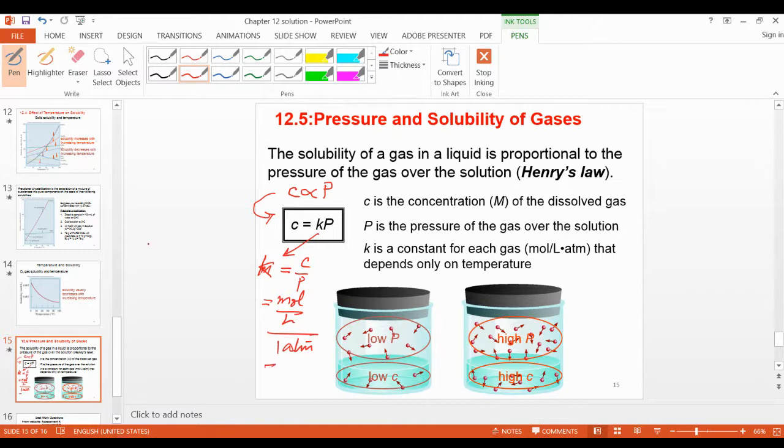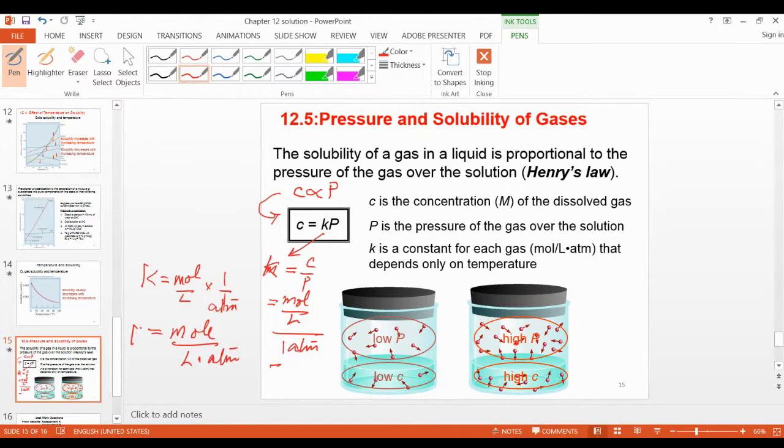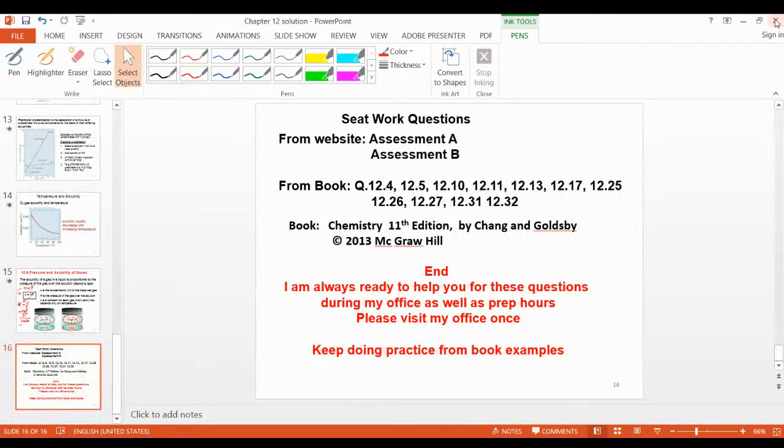So we can write here k is equal to moles per liter times 1 over atmosphere. So we can write here moles per liter per atmosphere, right? This is the unit of the constant. So okay, now chapter 12 is finished.